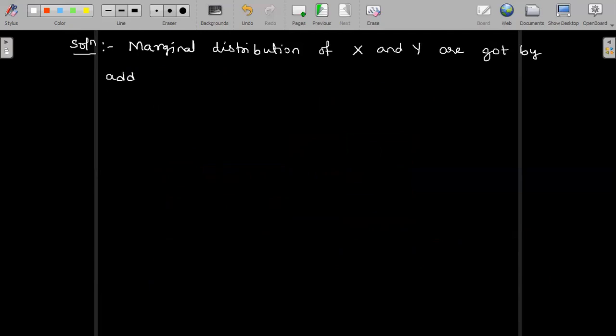So first we have to obtain the marginal distribution. So the marginal distributions of x and y are obtained by adding all the respective row entries and the respective column entries.